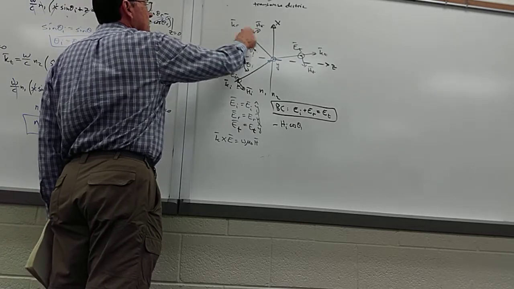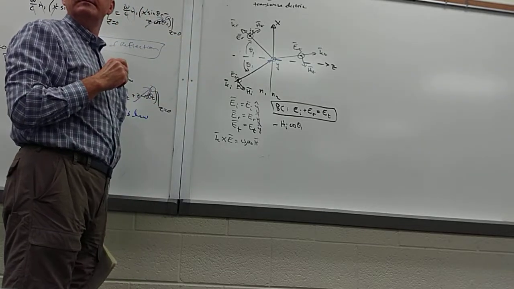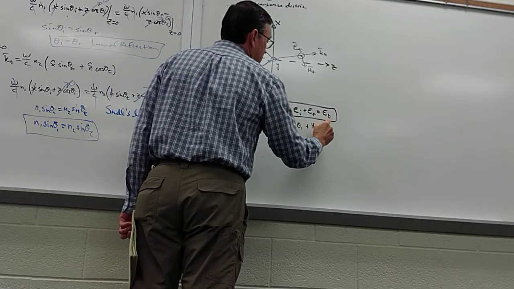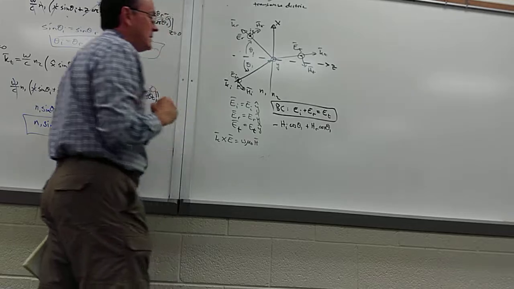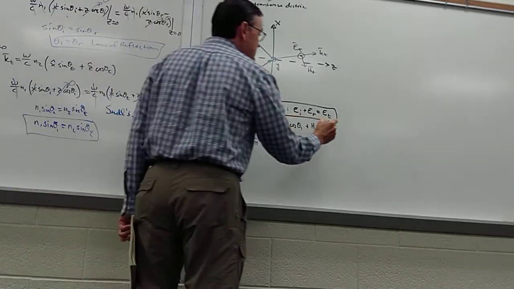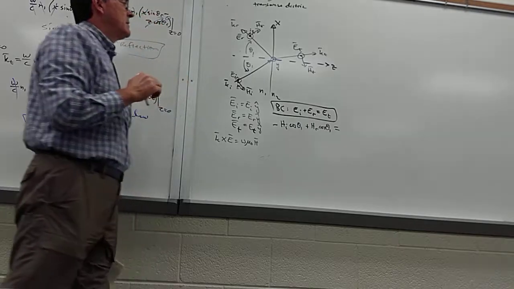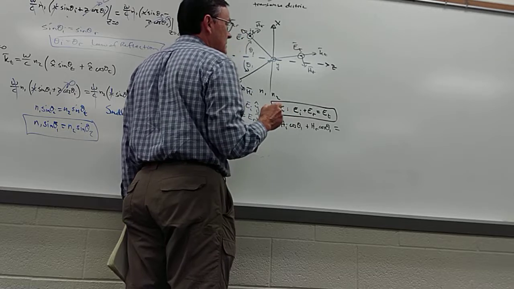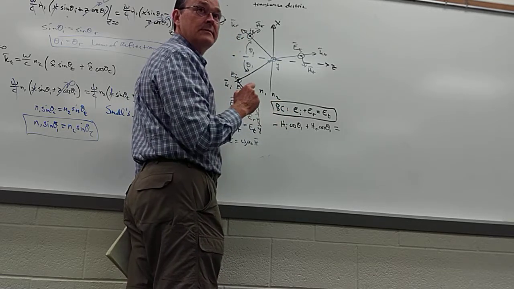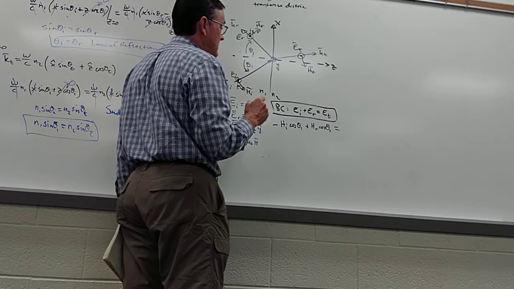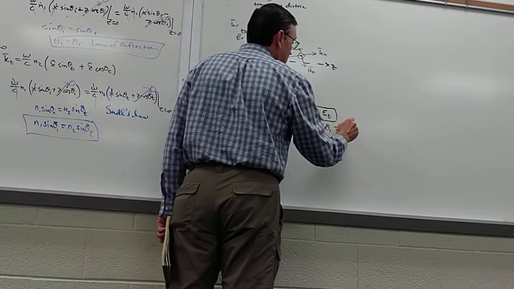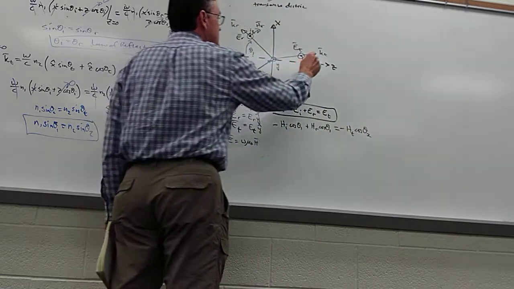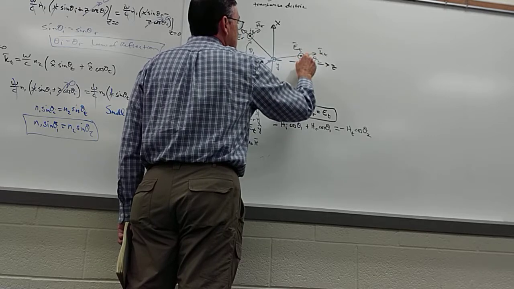So what's the x component of H sub R? Cosine of theta 1. Yeah, so plus H sub R cosine of theta 1. Okay? And that has to be equal to the x component of H sub T, so what's the x component of H sub T? Yeah, minus H sub T cosine of theta 2. Because this is theta 2.